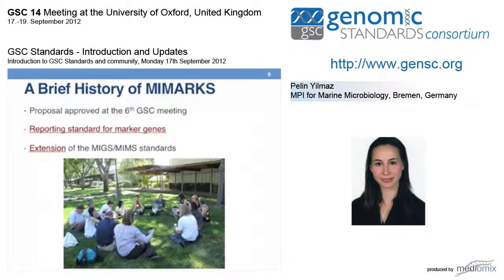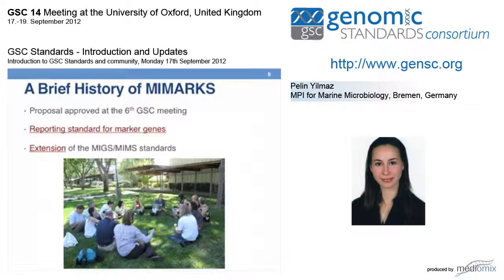For the rest of my talk, I'm going to go into the history of MIMARKS. I'm going to just talk about MIMARKS because MIMARKS is my baby and I haven't been so much involved in the MIGS. And the making of MIMARKS was a bit more formalized, so it's nice to talk about. The proposal for MIMARKS was approved at the 6th GSC meeting, I think, in 2008. It was thought to be the reporting standard for marker genes, and also the extension of the MIGS and MIMS standards.